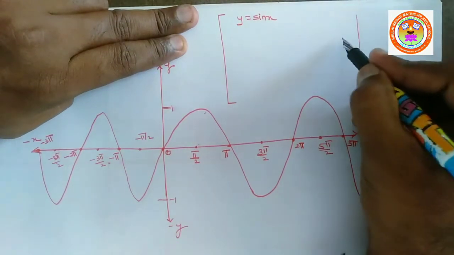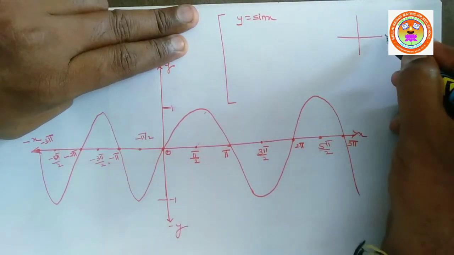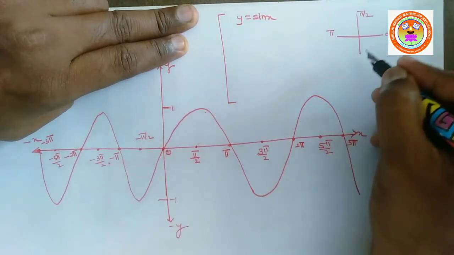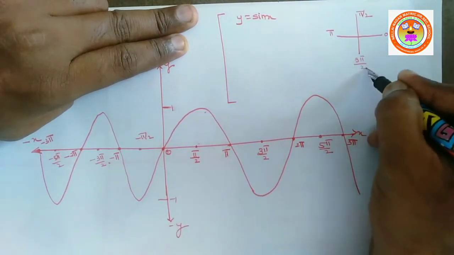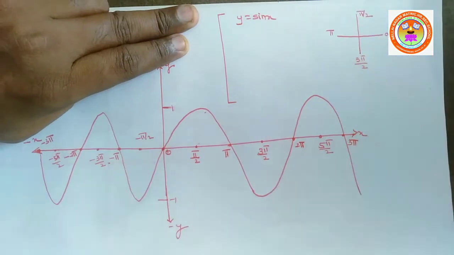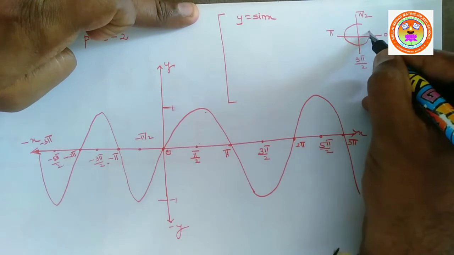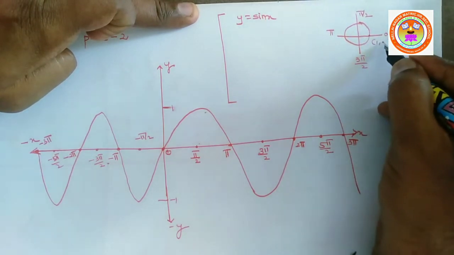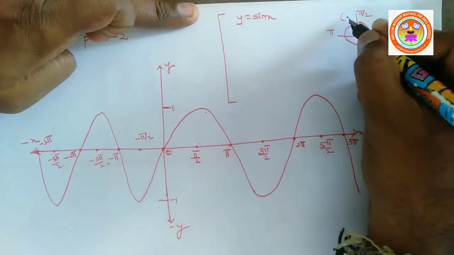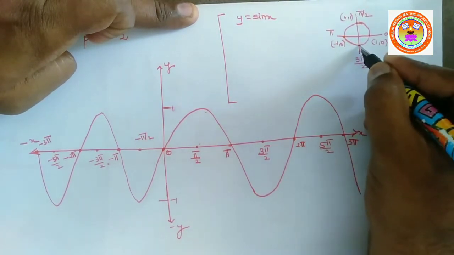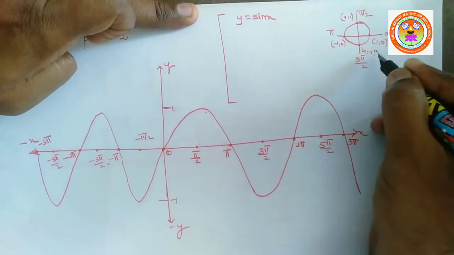We know the unit circle diagram. This will be 0, this will be pi by 2, this will be pi, this will be 3 pi by 2, and finally it can be written as 2 pi also, no problem. A unit circle is drawn. This point is 1 comma 0. This point is 0 comma 1. This point is minus 1 comma 0. This point is 0 comma minus 1.